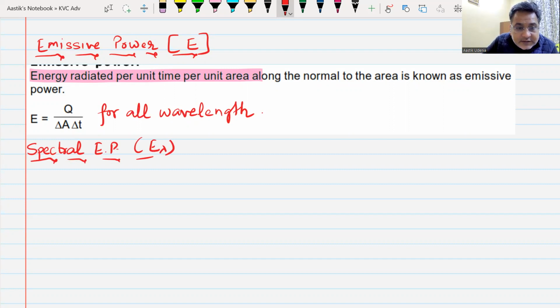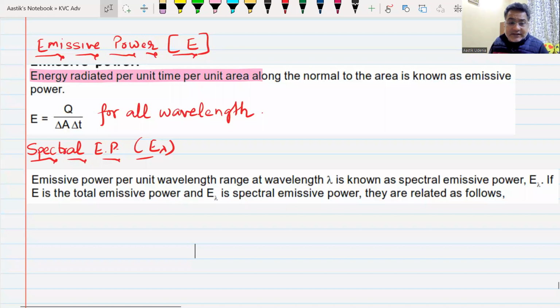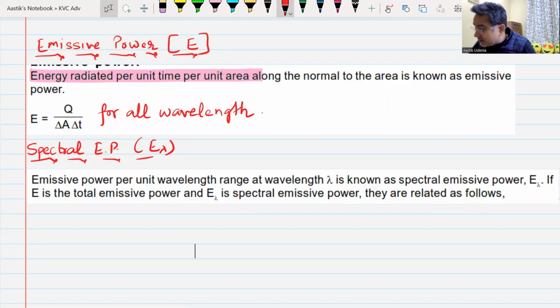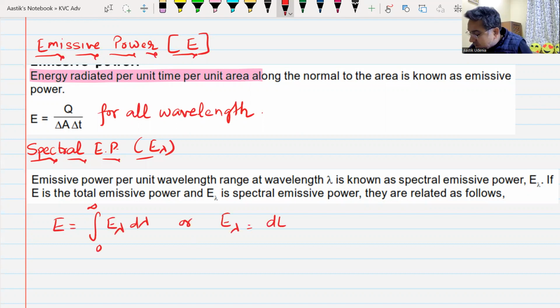It is the emissive power for a given wavelength. How much energy per unit area per unit time is emitted for a given wavelength, that is known as spectral emissive power. E will be equal to the integral from 0 to infinity of E lambda d lambda, or you can write E lambda is dE by d lambda.